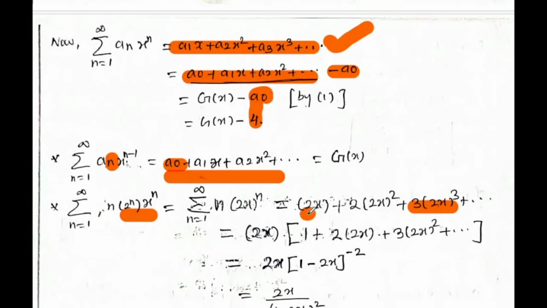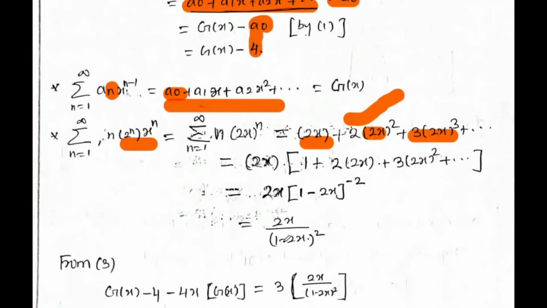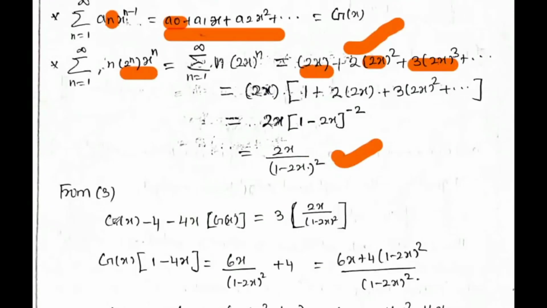Okay. Here we see 2x is common, right? Take 2x outside: equal to 1 plus 2 into 2x, 3 into 2x square, plus and so on. If we multiply these two, we get the equations. Okay. So here 2x into this is one of the geometric series, right? 1 minus 2x whole square in the denominator. So substituting g of x minus 4, 4x into g of x equal to 3 into 2x by 1 minus 2x whole square.